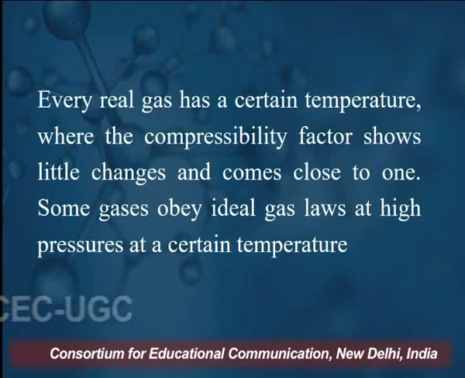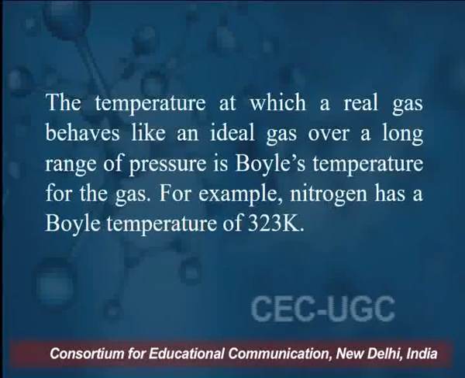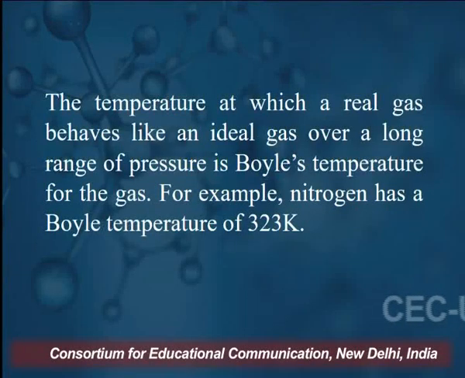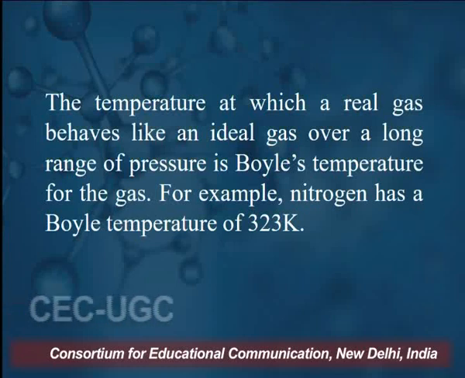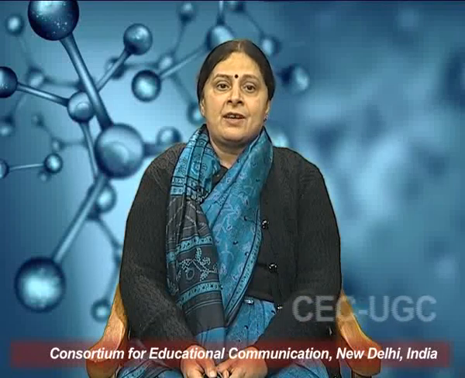Some gases obey ideal gas laws at high pressures at certain temperature. The temperature at which a real gas behaves like an ideal gas over a long range of pressure is the Boyle's temperature for the gas. For example, nitrogen has a Boyle's temperature of 323 Kelvin.